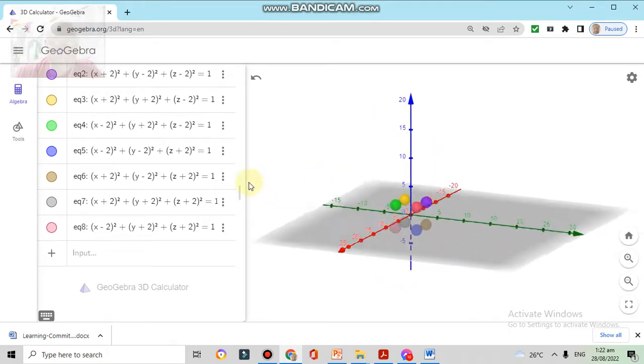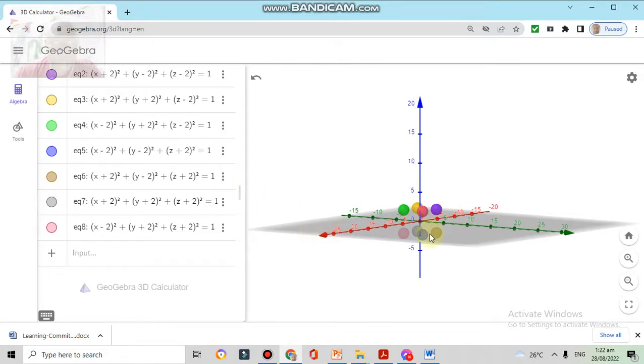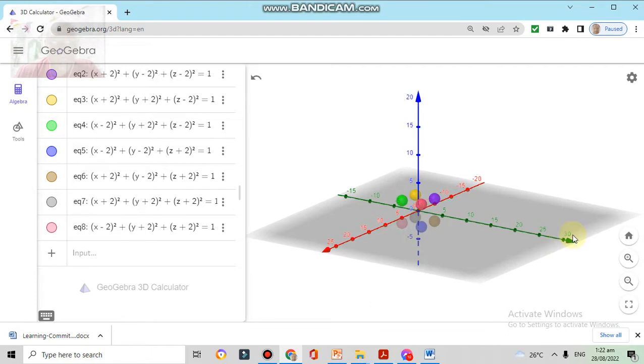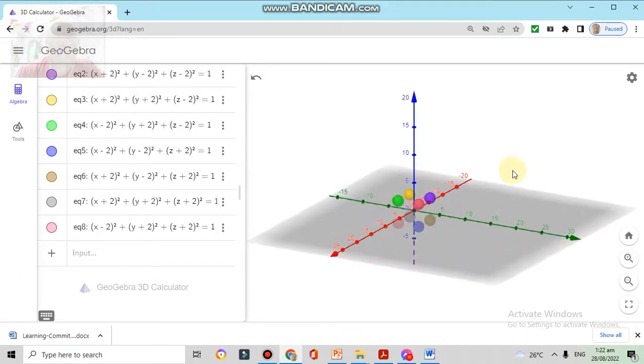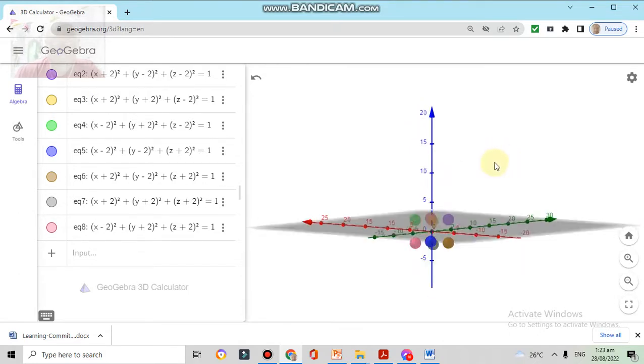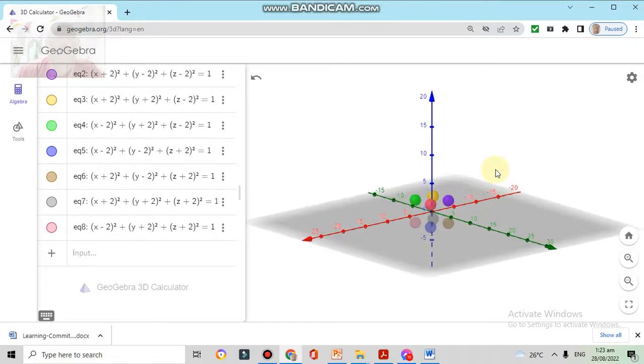Okay, so this red line here is the x-axis. The green line is the y-axis. The blue line is the z-axis. So there's a gray plane where the x and y-axis lie. We call this gray plane the xy plane, which we were accustomed to use when we were taught how to plot points and to sketch lines and curves in the two-dimensional coordinate system.